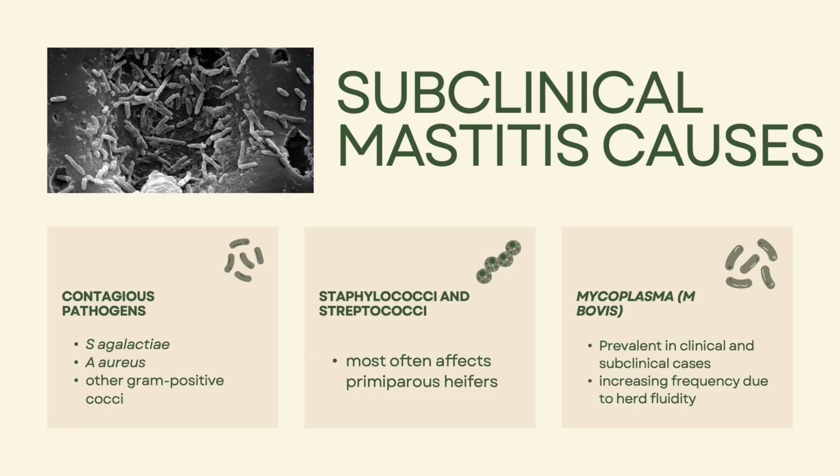There are a variety of different causes for subclinical mastitis, and this is not an exhaustive list or discussion, but most often it's caused by some form of contagious pathogen. Here on the left, we have S. agalactiae and S. aureus, or other gram-positive cocci. We also have staphylococci and streptococci. Those most often affect primiparous heifers, so heifers or cows that have had just their first calf. And heifers are even susceptible to it before they calve and begin milk production, and that could be fly strike or other things like that.